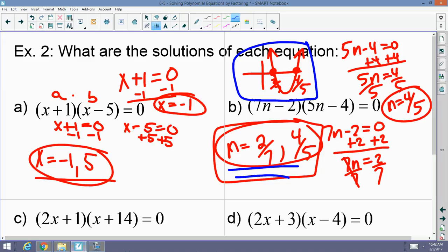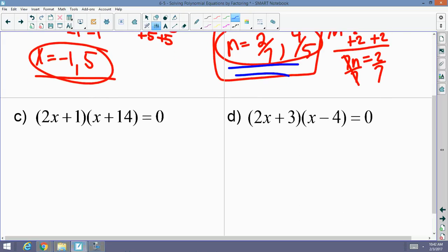Promise. Okay, let's continue. All right, guys, I'm already set up here. So x equals negative 1/2 and negative 14. Very good. Just for giggles, what does that mean? What does x equals negative 1/2 and negative 14 mean? What does it mean, my brothers? Yes, sir.